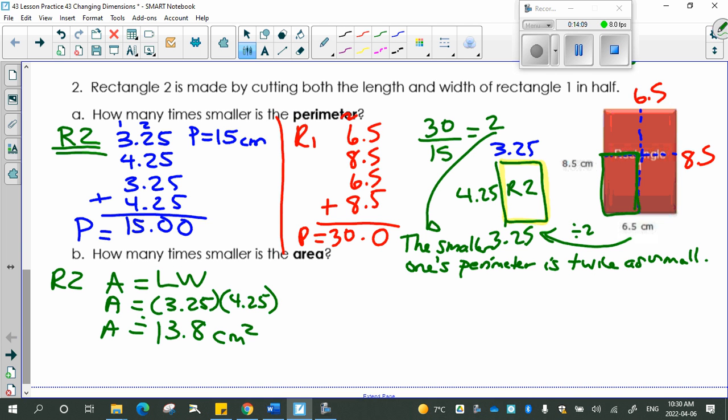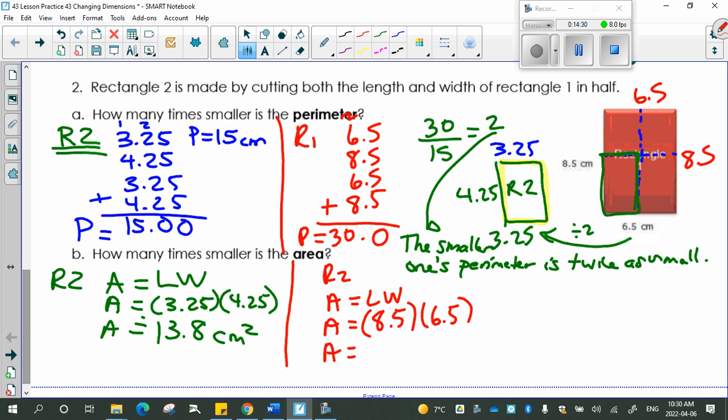And then we need the area of the bigger rectangle, rectangle 2. So again, we're just going to do length times width. So length is 8.5, width is 6.5.